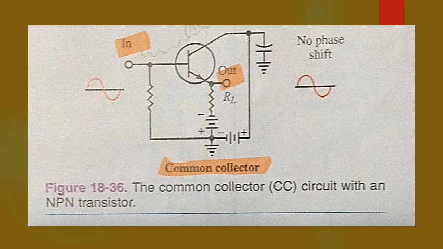Figure 18-36 shows a common collector, or CC, circuit. The signal is applied between the base and collector. The output is taken from the collector-emitter circuit. It has a very high input impedance and low output impedance. This circuit is useful as an impedance matching circuit. The input and output signals are in phase. The voltage gain in this circuit must always be less than 1.